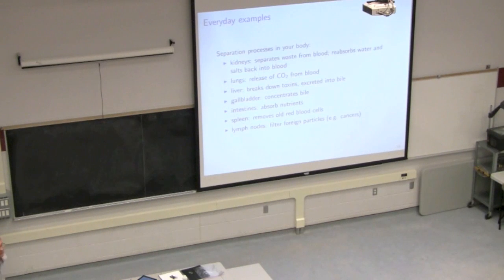We also have a whole network of separators here in our body. If we look at various organs in our body, our kidneys are separating waste from our blood all the time, and that gets reabsorbed into water and salts get passed out. Lungs take up CO2, the liver breaks down toxin and excretes that into the bile, which then gets discharged to the gallbladder. Intestines absorb nutrients, the spleen removes all the blood cells. All of these are filtration steps or separation steps of the blood and liquids in our body.